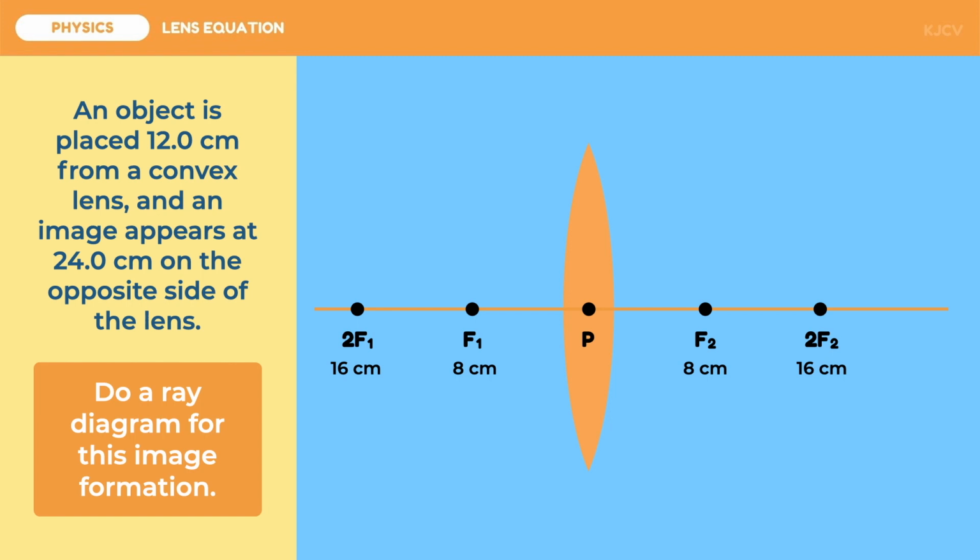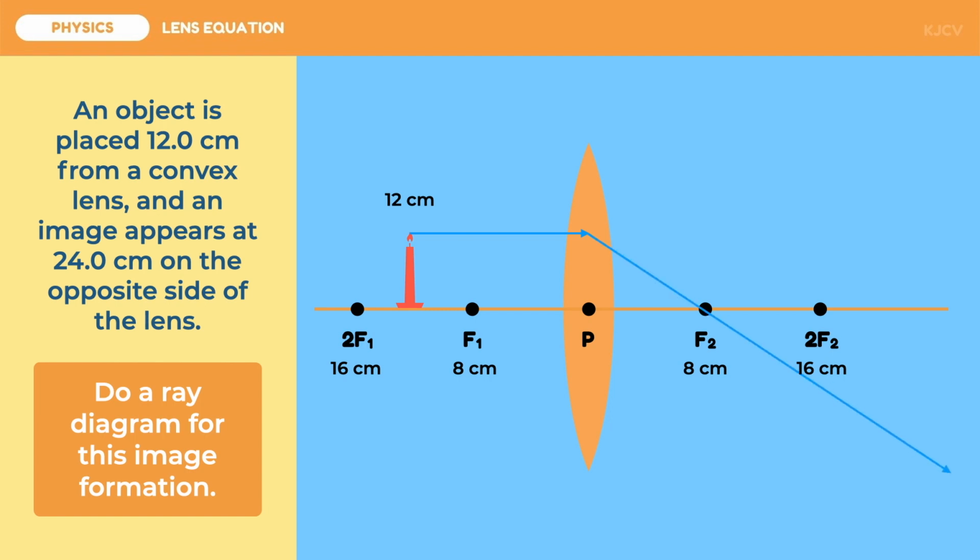Since the object distance is 12 centimeters, it will be placed in between 8 centimeters and 16 centimeters. That means our object distance is less than 2f sub 1 but greater than f sub 1. From this, we can now do our ray diagram. For the incident principal ray, we have a ray going to the lens but in the direction parallel to the principal axis. It will refract away from the lens going to f sub 2.